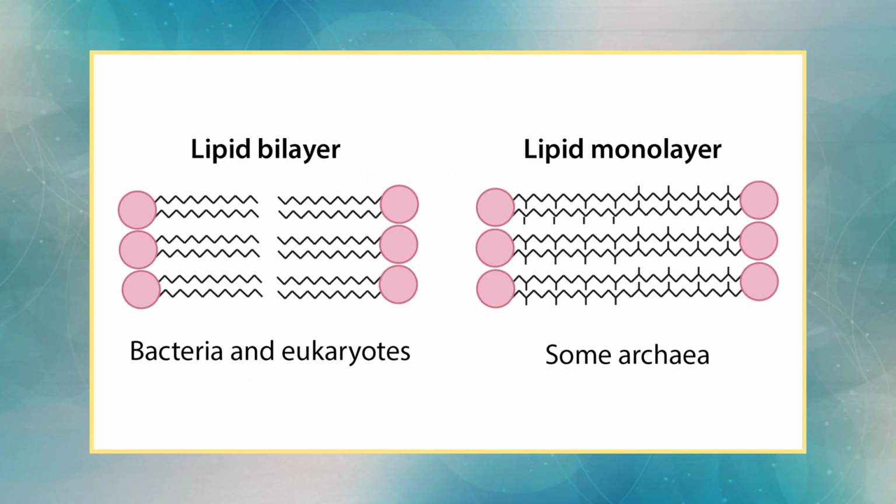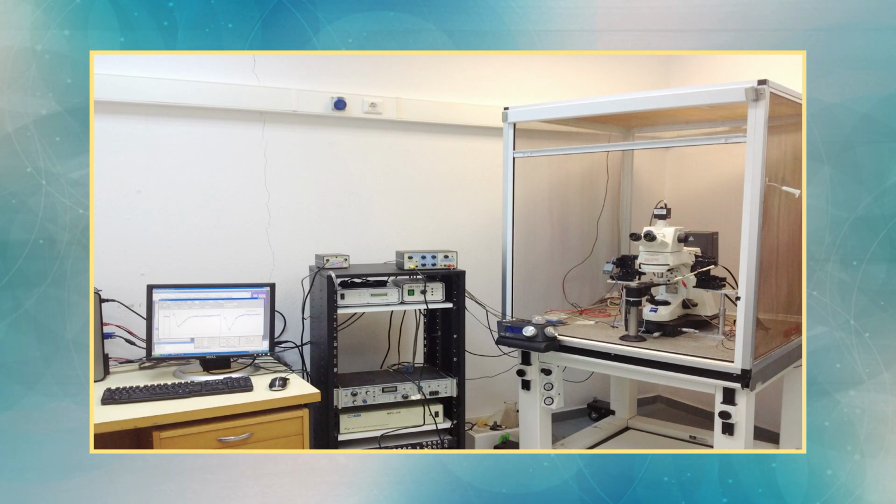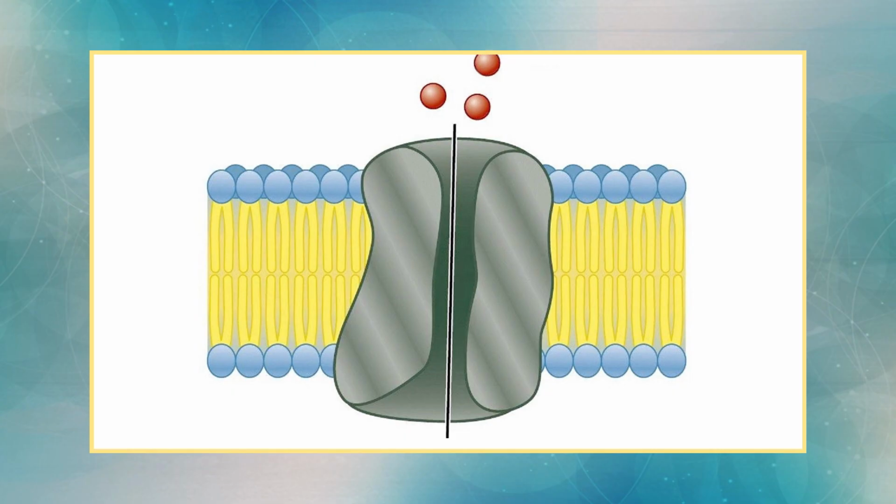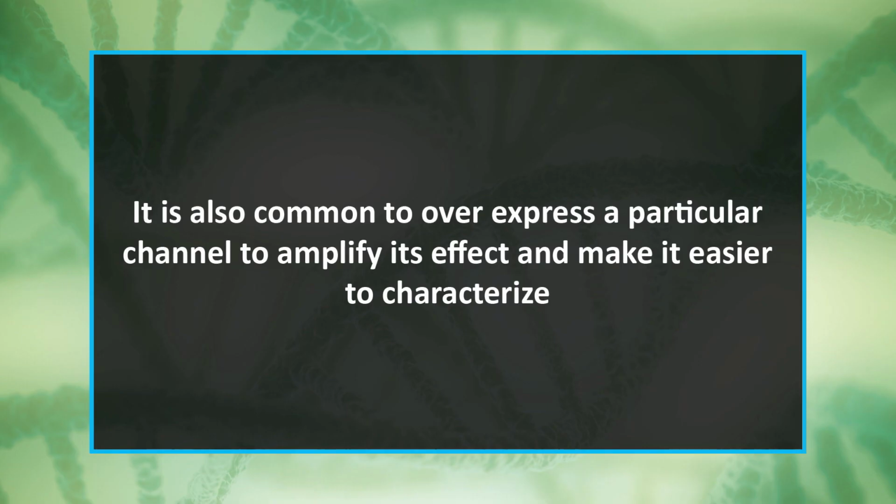After a period of time, the cell walls of the snakes are digested and the bacteria collapse into very large spheres surrounded by a single lipid bilayer. The membrane can then be analyzed on a patch clamp apparatus to determine the phenotype of the ion channels embedded in it. It is also common to overexpress a particular channel to amplify its effect and make it easier to characterize.